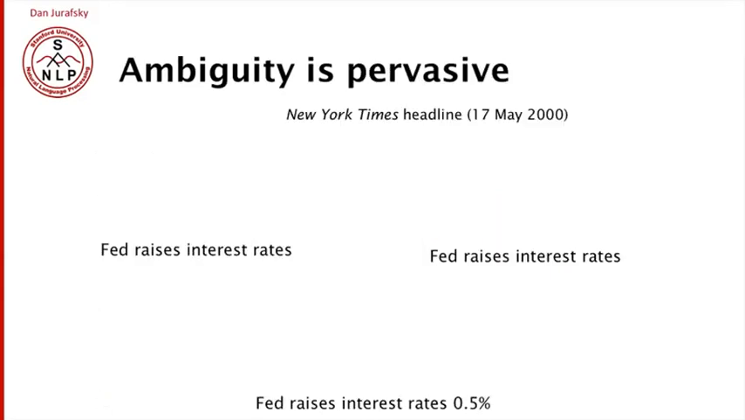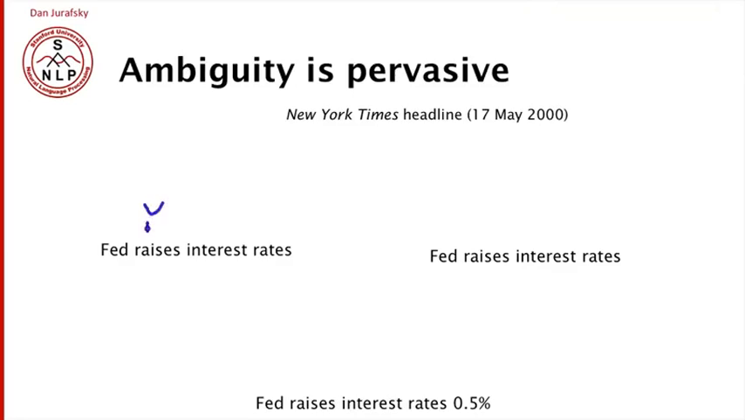Now, it turns out that it's not just amusing headlines that have ambiguity. Ambiguity is pervasive throughout natural language text. Let's look at a sensible, non-ambiguous looking headline from the New York Times. The headline, shortened here a bit, is "Fed raises interest rates." Well, that seems unambiguous. We have a verb here.